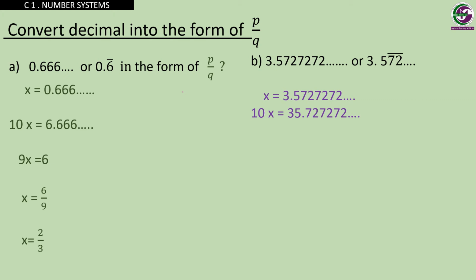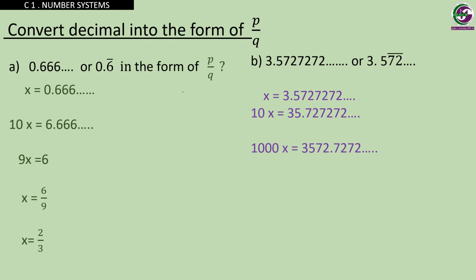35.7272. And now, how many digits are repeating here? Look at this bar. Under the bar, how many digits are there? 2 digits. So you have to multiply by 100 on both the sides. So on the left side, when you multiply 100, you will get 1000x, and on the right side you move 2 steps forward, so you will get 3,572.7272 and continue. Now this is your equation 1 and this is your equation 2.